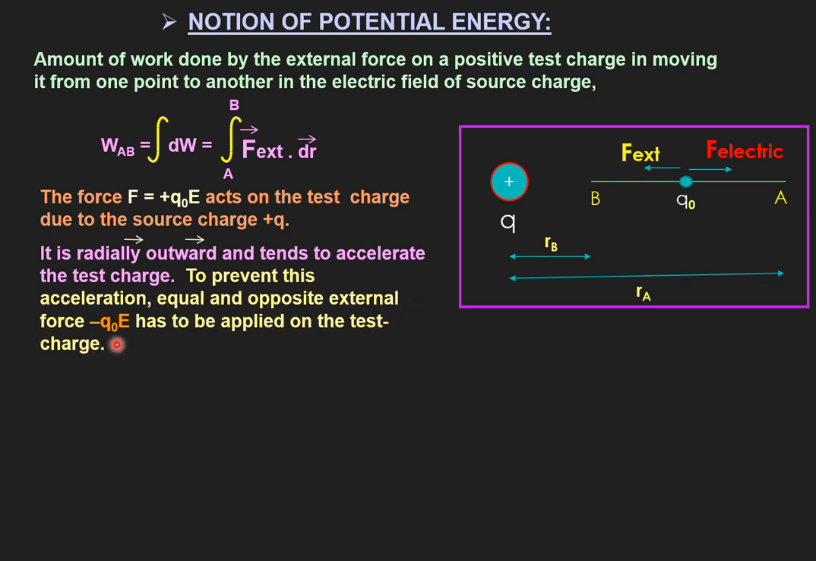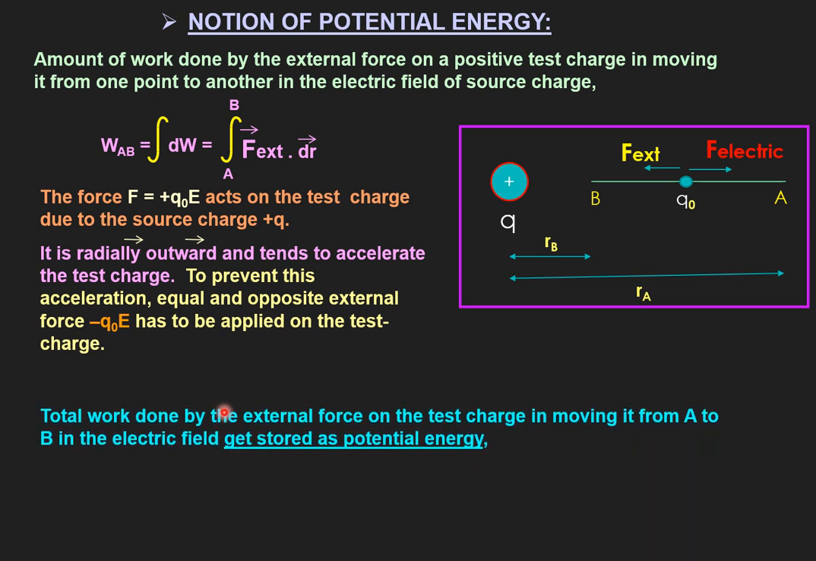So equal and opposite, how much? Since it was Q naught times E, this will be minus Q naught times E. Minus simply indicates that the external force must be in the direction opposite to that of the electric repulsive force. So that's why an equal and opposite external force, minus Q naught E, has to be applied on the test charge.